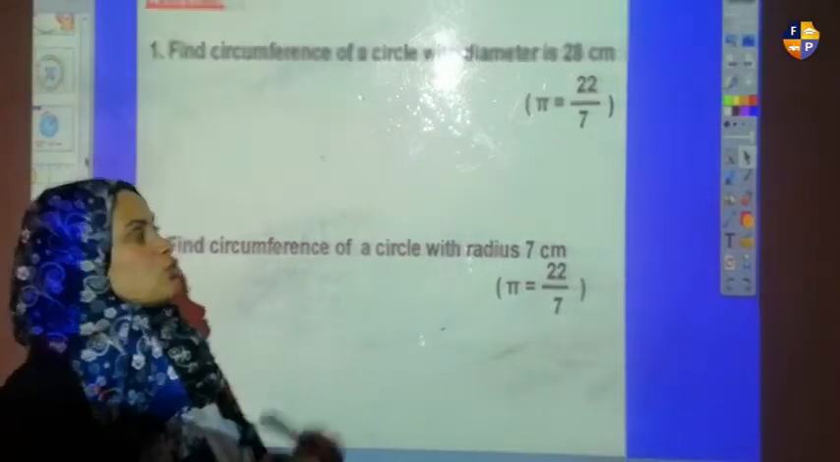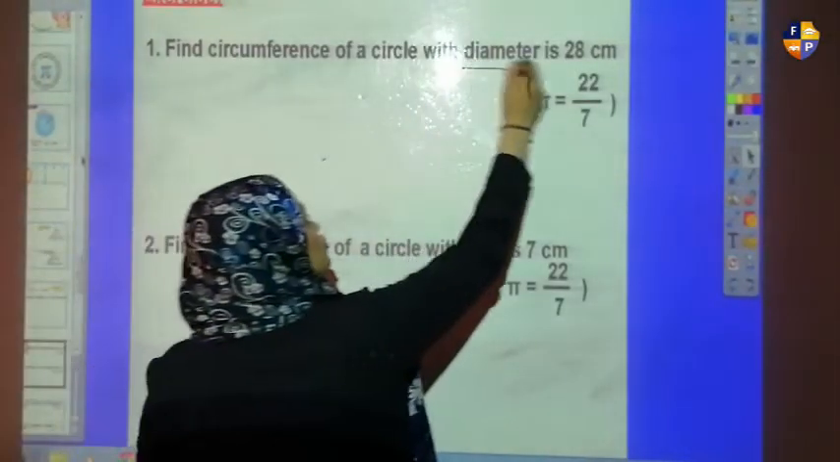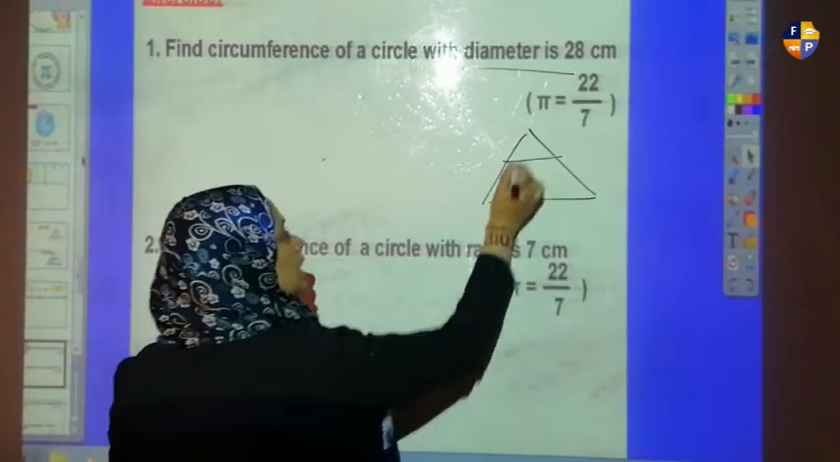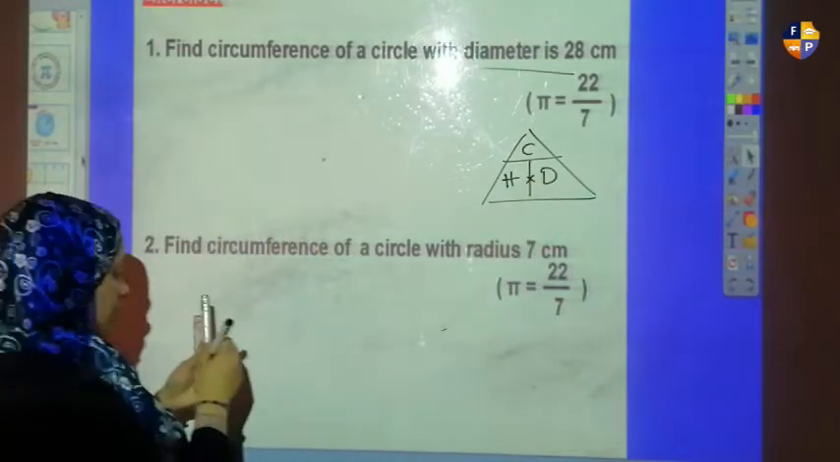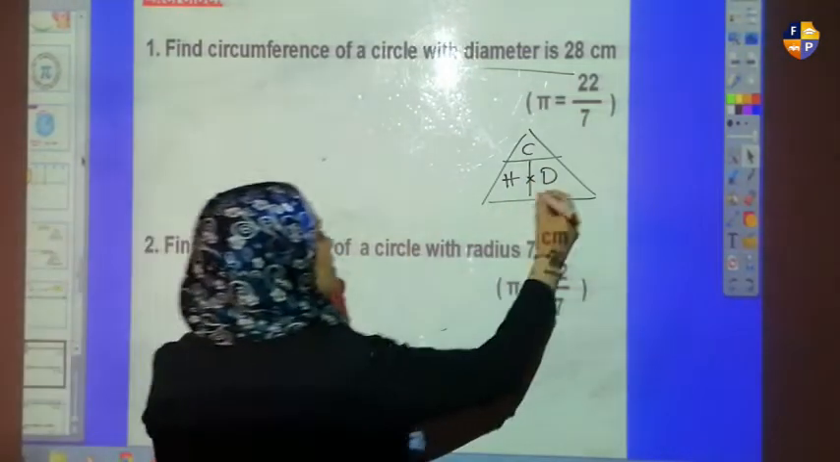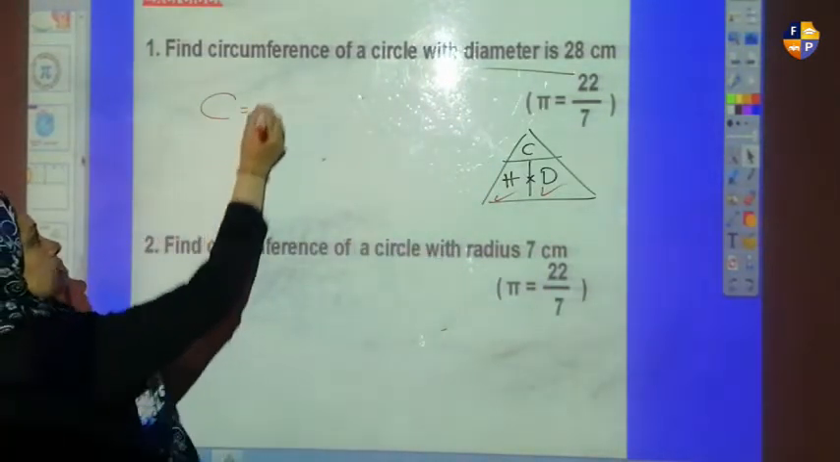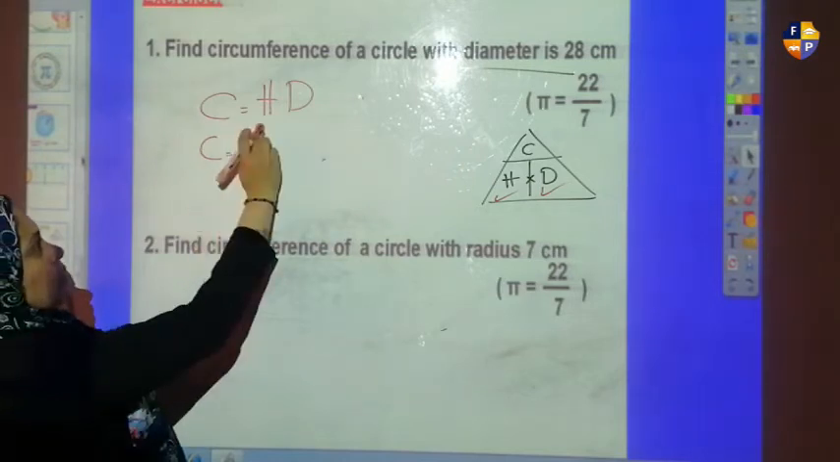Example: diameter 28. Firstly, you should see what is the given: diameter 28. So I will draw the magic triangle. Circumference equals pi multiplied by the diameter. He gave me the diameter, and I know that pi is constant. So now I will get the circumference, pi times d. So the circumference equals pi.